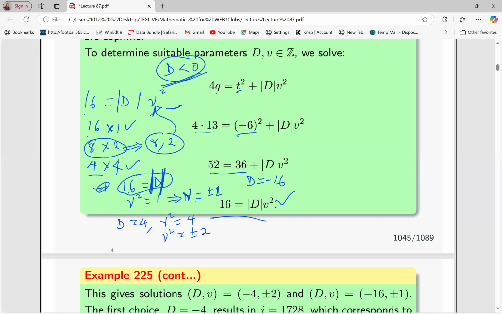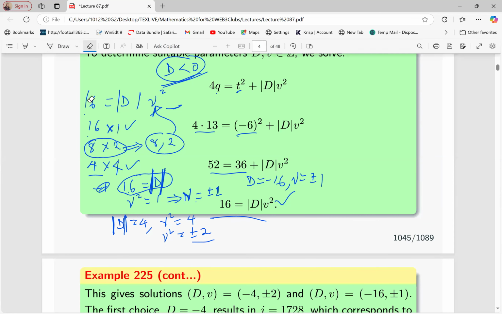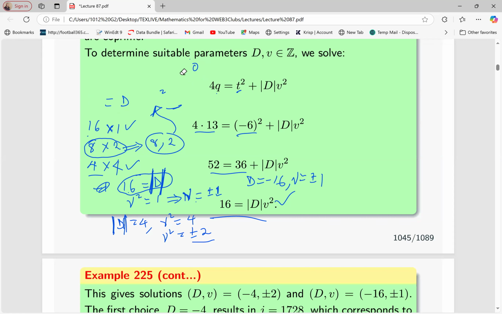D is negative 16 when V is plus or minus 1. And the other possibility here, we had seen that the absolute value of D is 4. So that then means that D itself is negative 4 when V is plus or minus 2. So that is how you come up with the D and come up with the V.